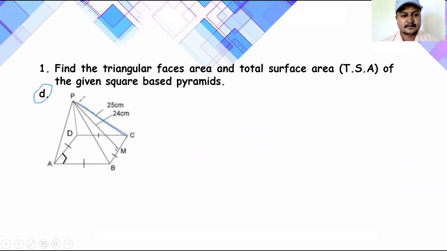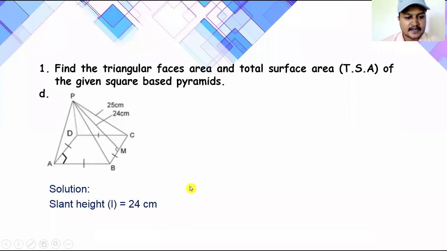Edge is given, slant height is given. By using Pythagoras theorem, we can find out MC, that is half of base. From that, we will get the value of A, the length of base, and then use the formula of lateral surface area as well as total surface area. So let's proceed to its solution.